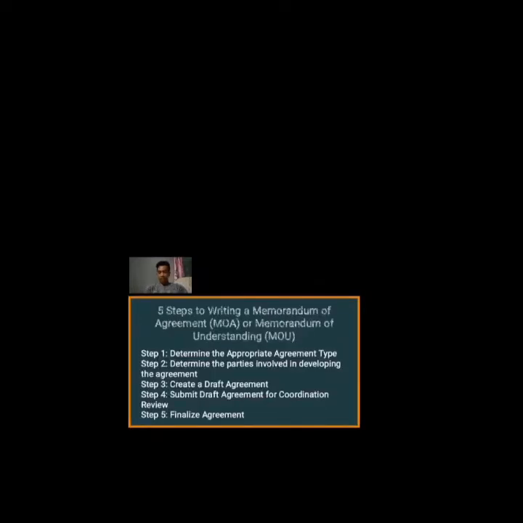There are 5 steps of memorandum of agreement or memorandum of understanding. First is determine the appropriate agreement type. Second step is determine the parties involved in developing the agreement. Third is create the draft agreement. Fourth is submit draft agreement for coordination review. And the last is finalize agreement.